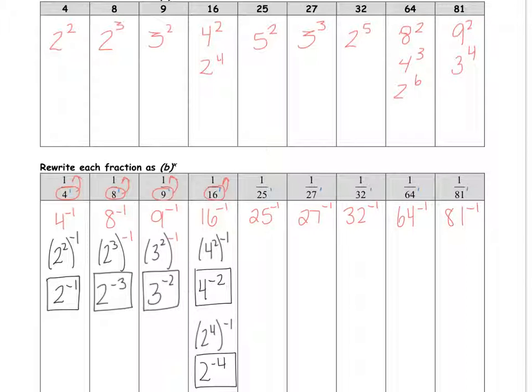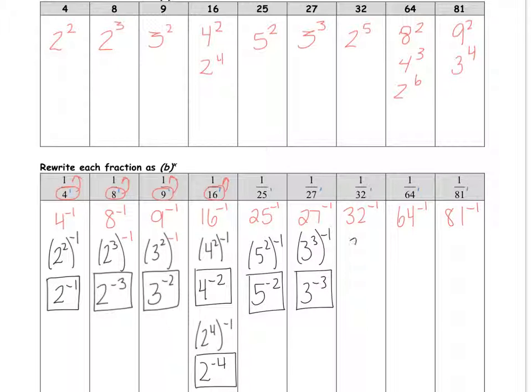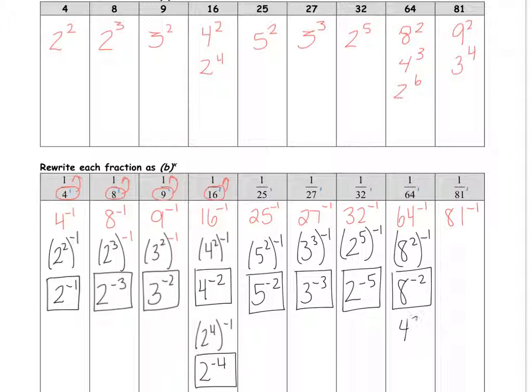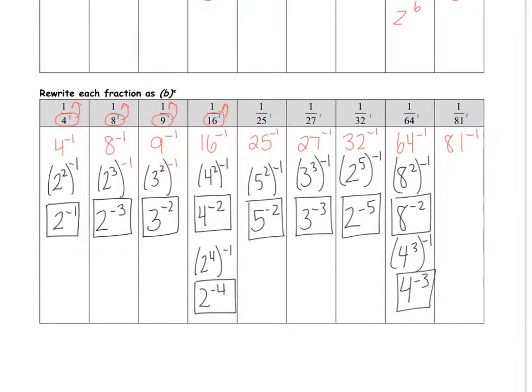Okay, so for 25, you should have gotten 5 squared to the negative 1, or 5 to the negative 2. 3 to the 3rd is 27, so 3 to the negative 3. 32 is 2 to the 5th to the negative 1, so 2 to the negative 5. 64, there were 3 answers: 8 squared to the negative 1, so 8 to the negative 2; 4 to the 3rd to the negative 1, or 4 to the negative 3; and the last one is 2 to the 6th to the negative 1, so 2 to the negative 6.